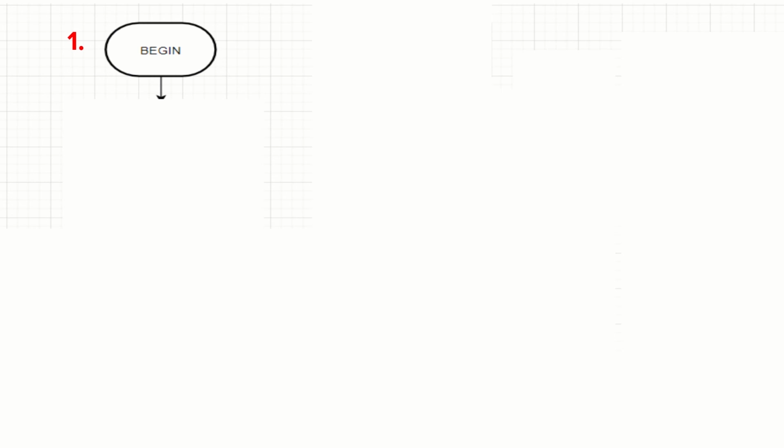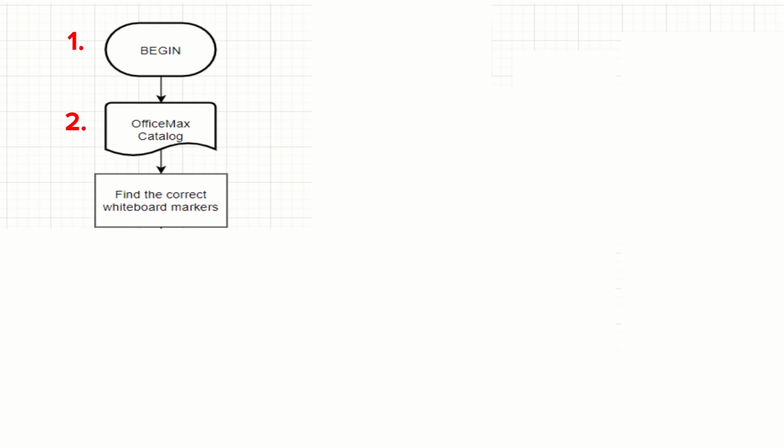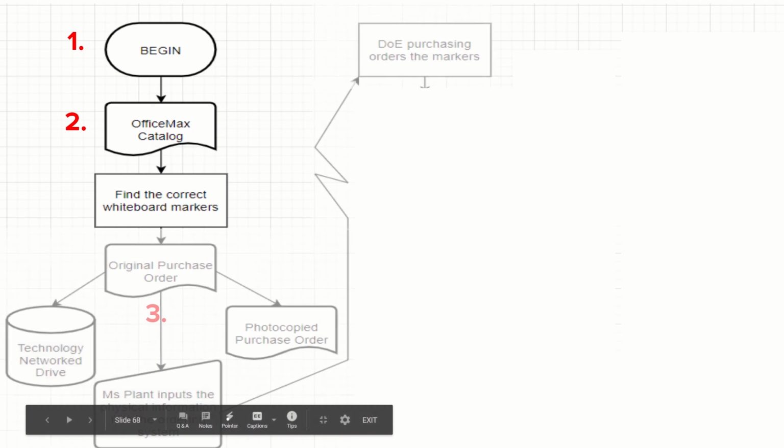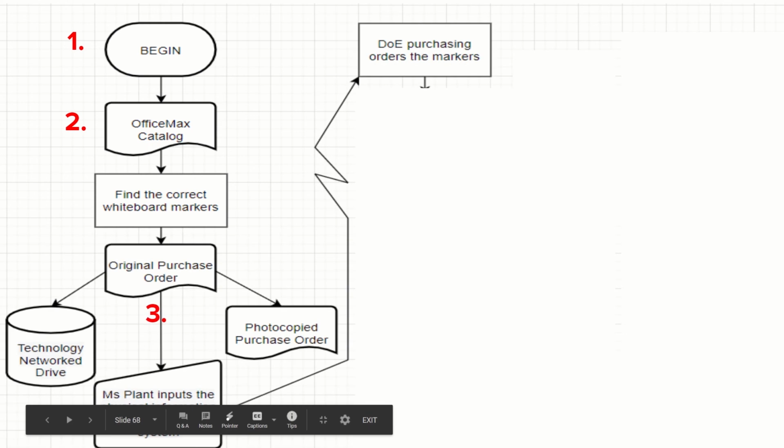Alright, so we need to begin what we need to do. Okay, I then get my paper, well, I've got to get the Office Max catalog. Find the correct whiteboard markers in this. That's the process.